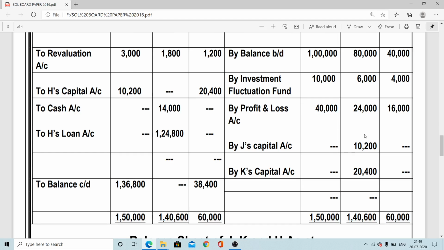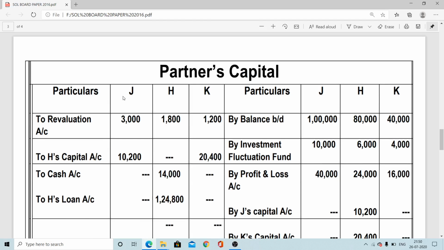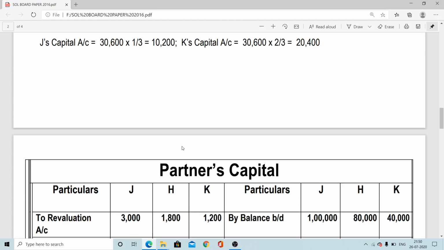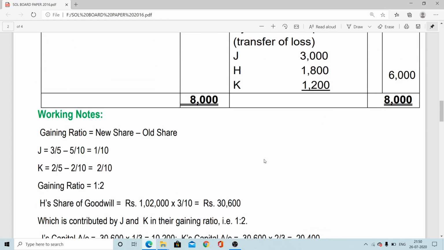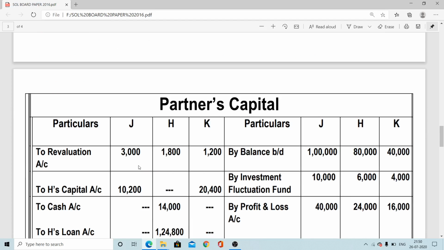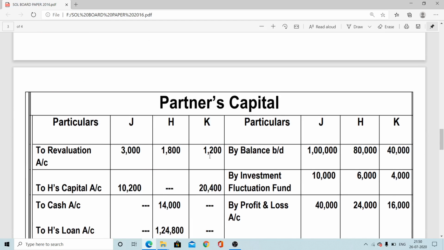After that, related to the treatment of goodwill, from remaining partners to retiring partner, we already got that here: by J's capital, by K's capital. Corresponding posting to H's capital, and the amount will come in the remaining partners' columns, J's 10,200 and K's 20,400. And this is the loss on revaluation to revaluation account, which the three partners have to bear, and we got it from the revaluation ledger here. This is the revaluation ledger: 3,000, 1,800 and 1,200, just cross posting on this side to revaluation 3,000, 1,800 and 1,200.